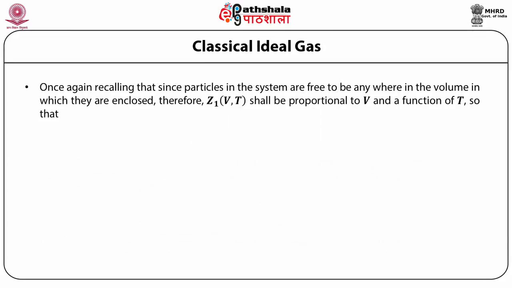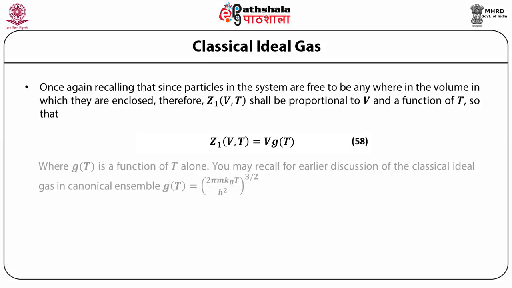Once again recalling that since particles in the system are free to be anywhere in the volume in which they are enclosed, Z_1(V, T) shall be proportional to V and a function of T, so that Z_1(V, T) is equal to V times a function of T, that is g(T), where g(T) is a function of T alone. You may recall from the earlier discussion of the classical ideal gas in the canonical ensemble, g(T) was equal to (2 pi m k_B T divided by h squared) raised to the power 3 by 2.